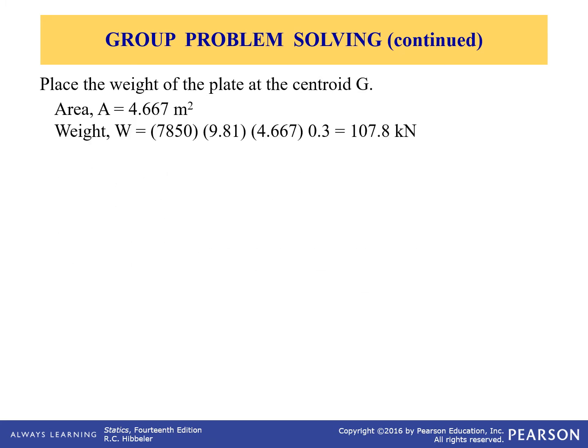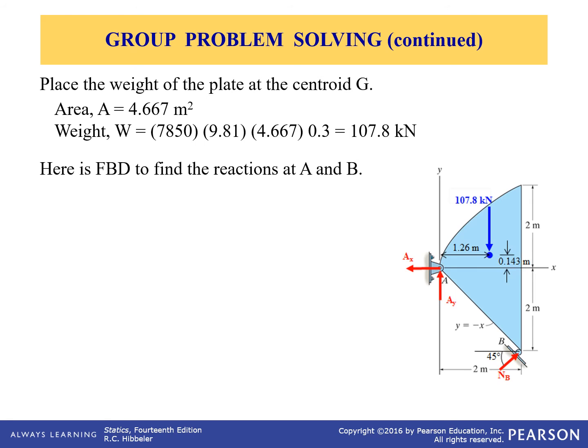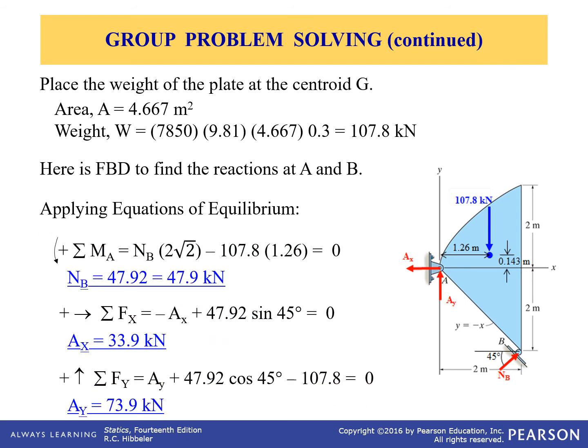So if we place that on the centroid, the area is, in this case, given there, so the weight is going to be the density times the area, times gravity. So we've got the weight of this thing, right? We apply it at that point that we just calculated as the centroid. And once we do that, of course, we can apply our equations of equilibrium. They solve for a moment at A, which allows you to solve for NB. Once you have NB and you have the weight, you can solve for AX and AY, and voila, you've got the reaction for that really strange plate.